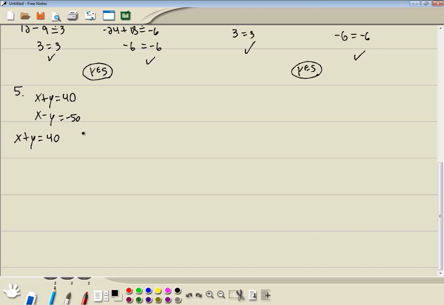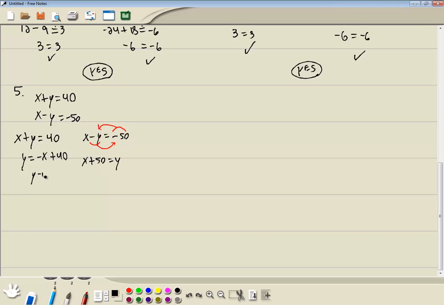x plus y is equal to 40, and then take the x over, so I got y is equal to negative x plus 40. And on this one, I want to solve for y, so I take negative y over to the right side. I'm going to take negative 50 to the left side. So we're going to get x plus 50 is equal to y.